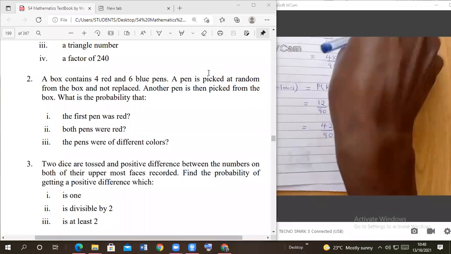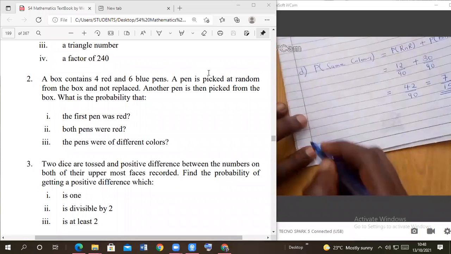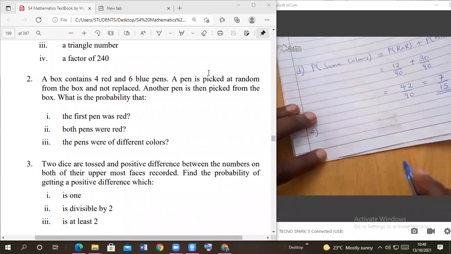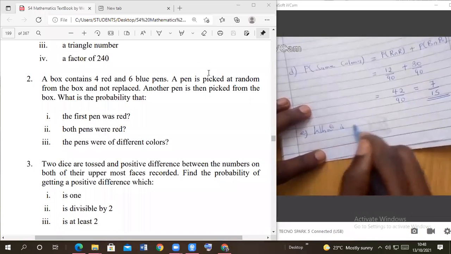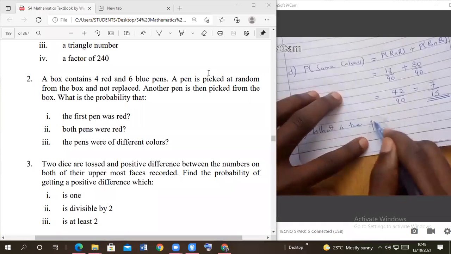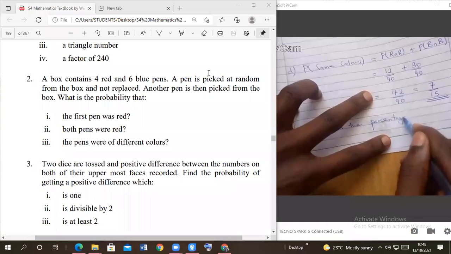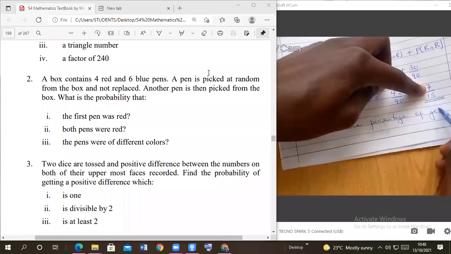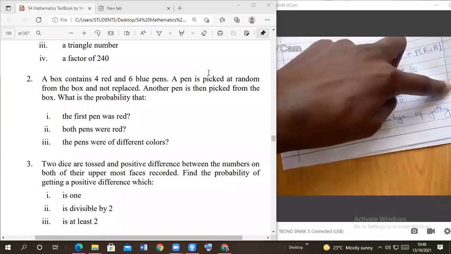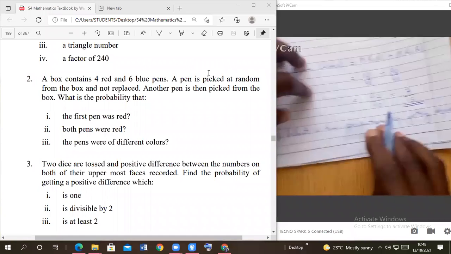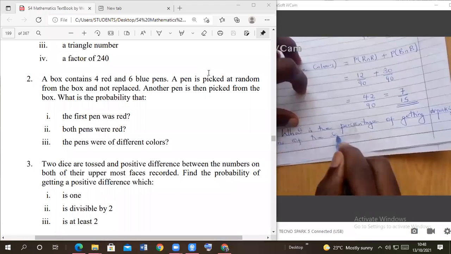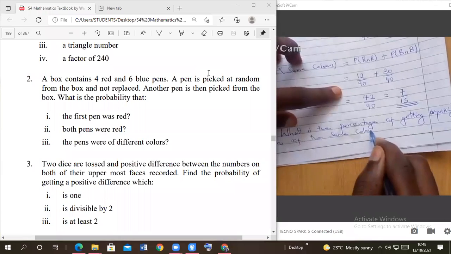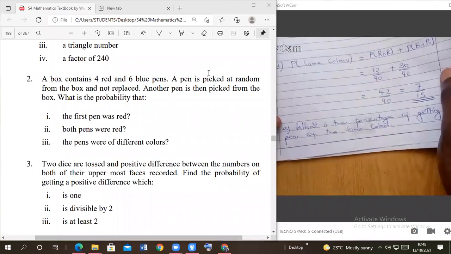Members, are we together? Yes. So now let me add another question here. They may ask you, what is the percentage of getting or picking pens of the same color. What will you do?